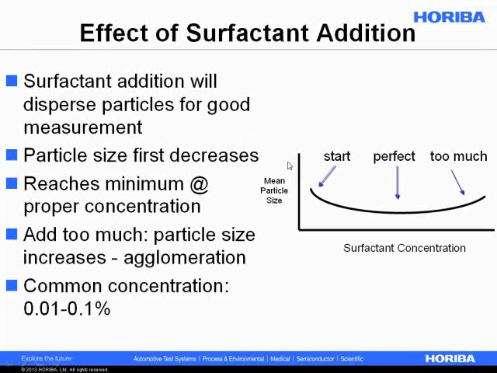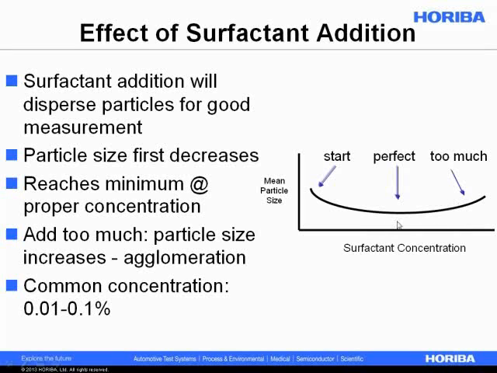Here we're plotting mean particle size versus surfactant concentration. When we start adding the surfactant, we start seeing the mean particle size decrease, just because we're probably taking those loosely held aggregates and dispersing them to the single particle state. Then at some point at this concentration, we've reached the lowest possible particle size without having already added more energy. And this is the concentration we want to use for dispersing this powder in liquid. But if we keep adding too much surfactant, then we typically will see the particle size increasing again.